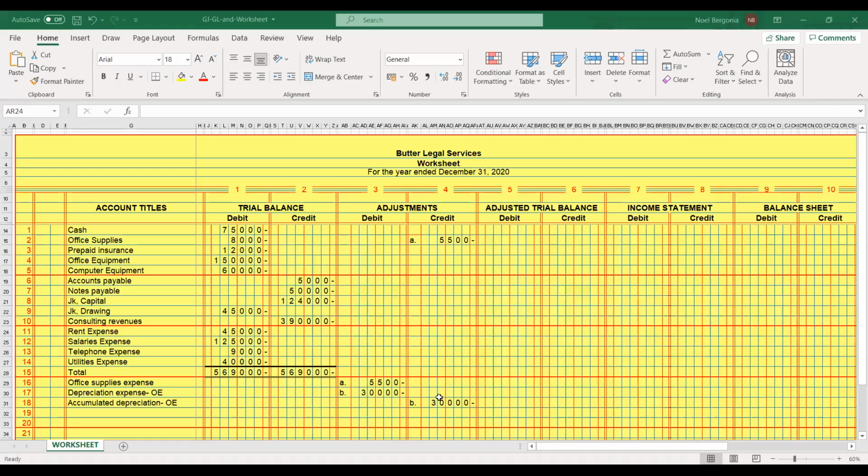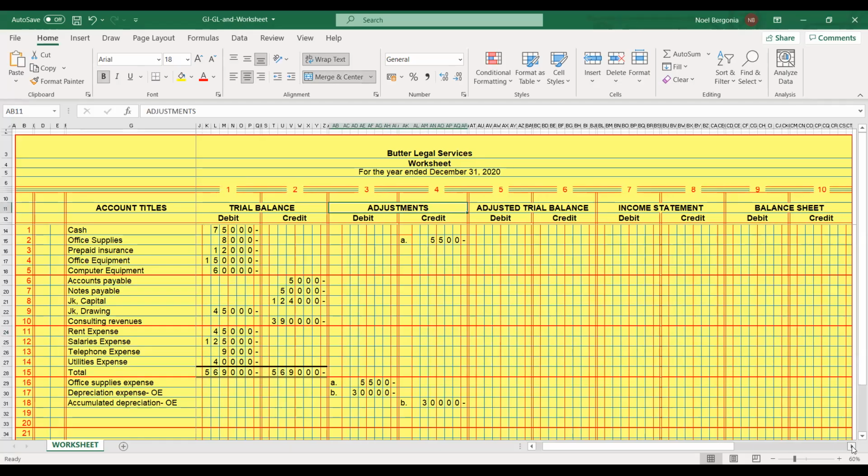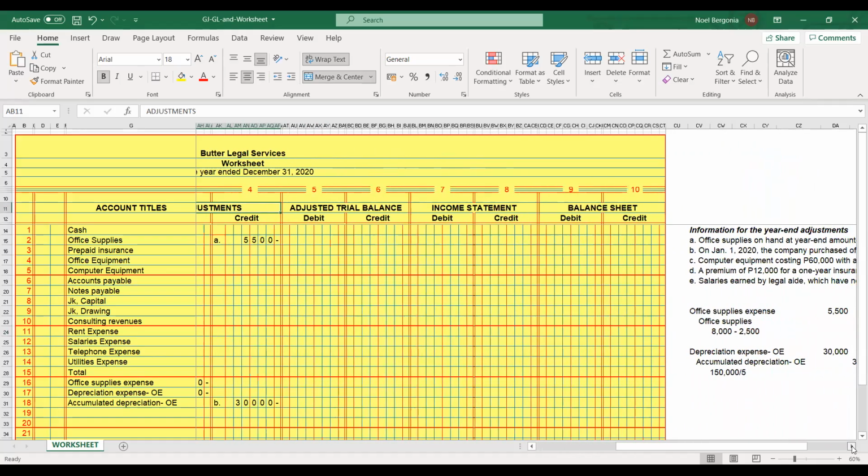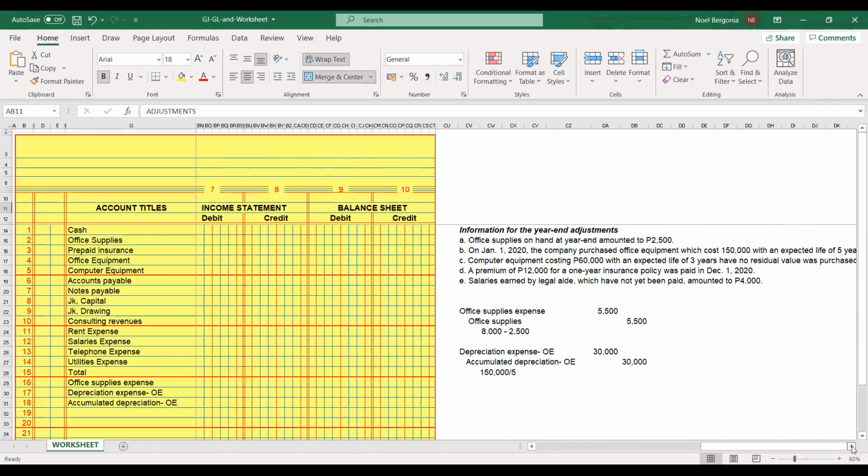Okay? So nakikita niyo naman na yung pattern, di ba? So you look for the data for adjustments, create the parang journal entries pero do not write it yet in the journal formally. You write it first in our adjustments column kay debit and credit. Okay, so dumako tayo dun sa letter C na data for adjustments.